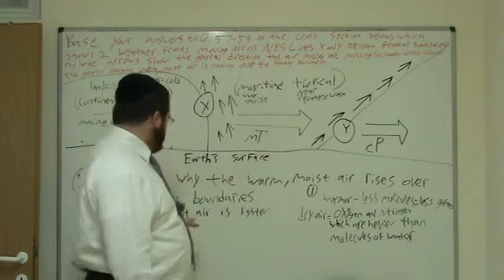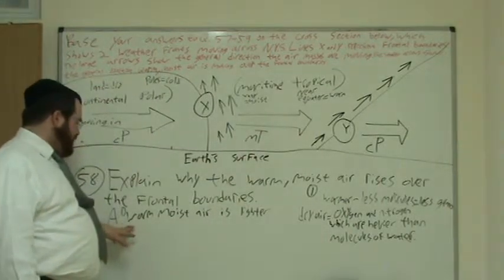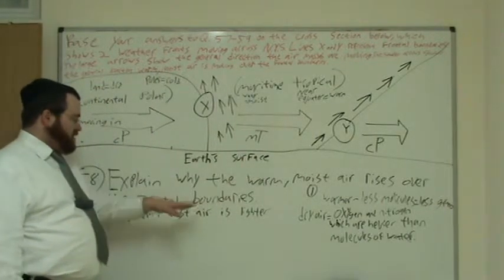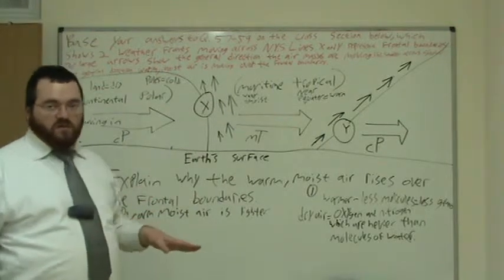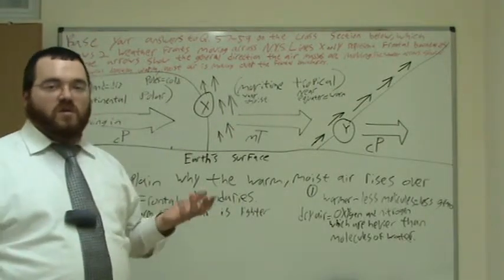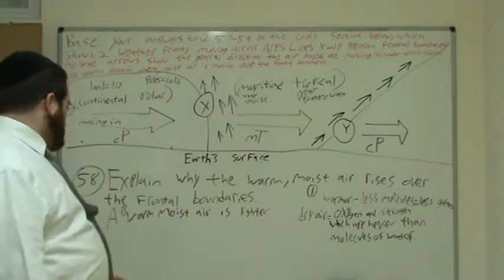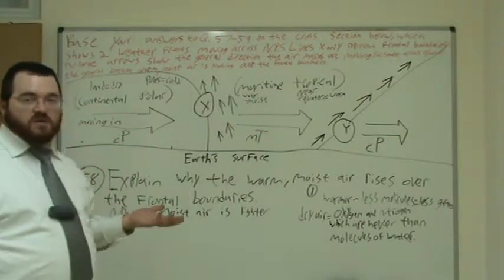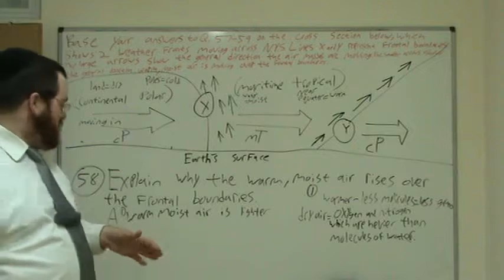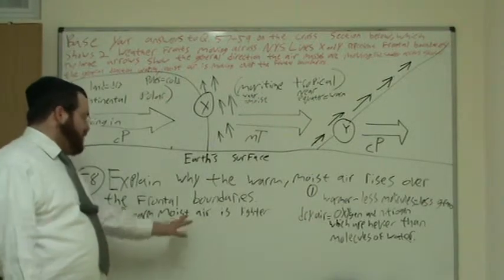So therefore, the answer to question 58, you just have to write warm, moist air is lighter than cold and dry air. Warm is lighter than cold, and moist is lighter than dry. But all you have to write for this is warm, moist air is lighter.